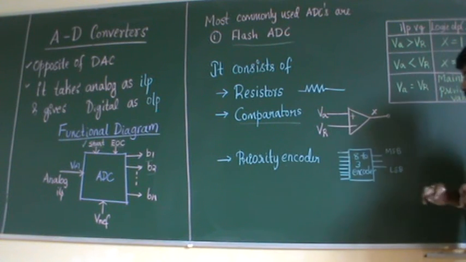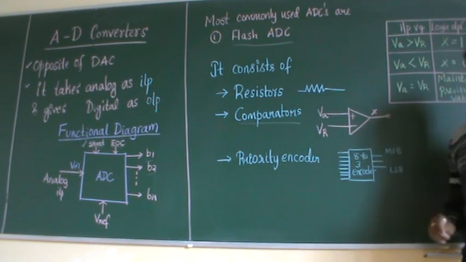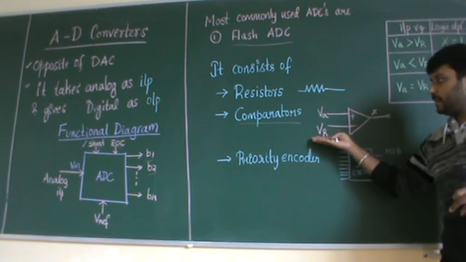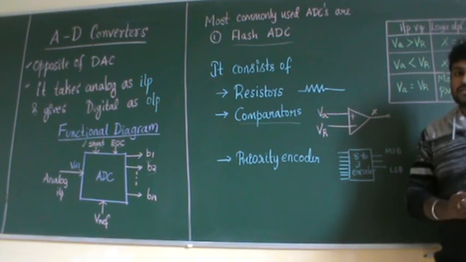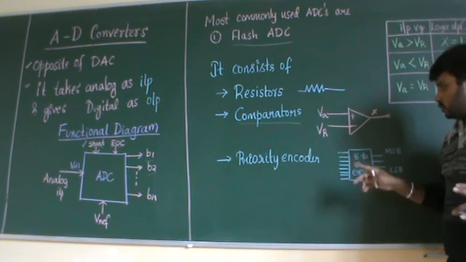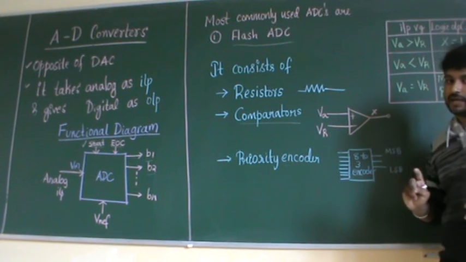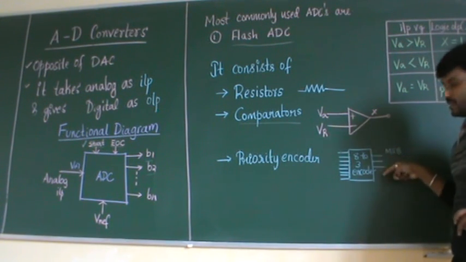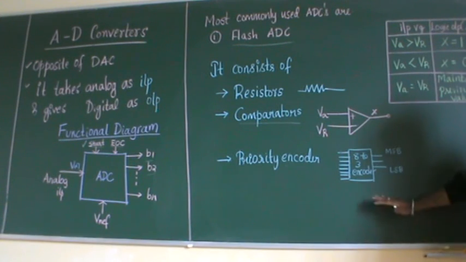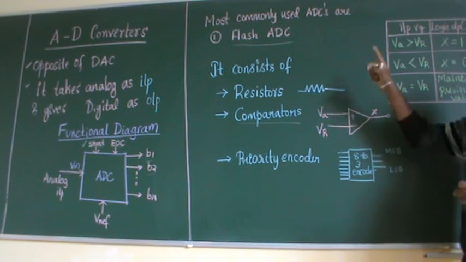So right now, the 3 important elements that we are using to design the flash ADC are the resistors, comparators and the priority encoder. Encoder means it encodes from one form to another form. We are using an 8 to 3 encoder, which means 8 input signals and 3 signals at the output. That is the meaning of an 8 to 3 encoder. These are the 3 important elements we use to design the flash ADC.